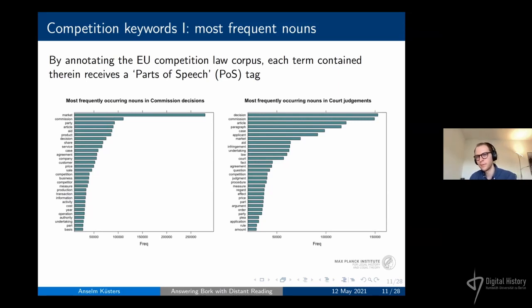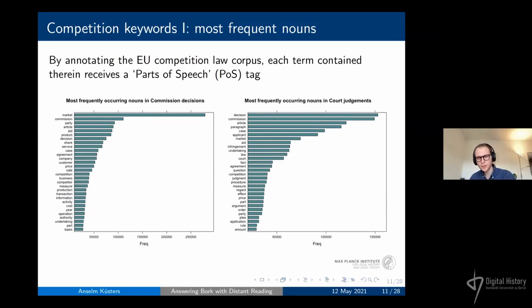So looking at the most frequent nouns can tell you already a lot. And in this case, we see that both the commission and the court frequently mention price, which is in line with qualitative literature that says price theoretical considerations are the most important ones in competition law.